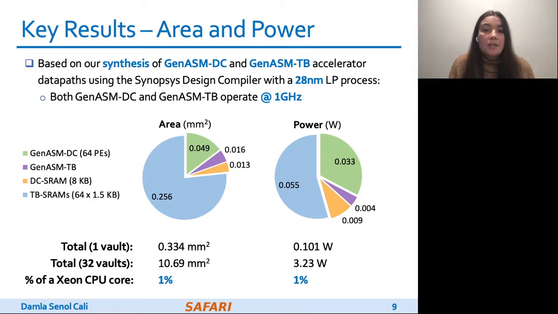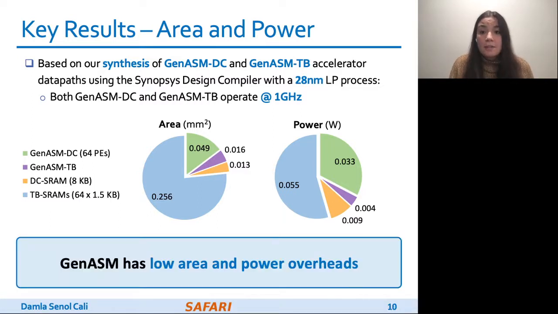We synthesize our DC and TB accelerator data paths with a typical 28 nanometer low-power process, and when both accelerators operate at 1 gigahertz, we find that for 32 GenASM accelerators, one for each HMC vault, total area overhead is 10.69 square millimeters, and total power consumption is 3.23 watts. We observe that both area and power consumption of GenASM at a single vault is around 1% of the area and power consumption of a single Xeon CPU core. So, GenASM has low area and power overheads.